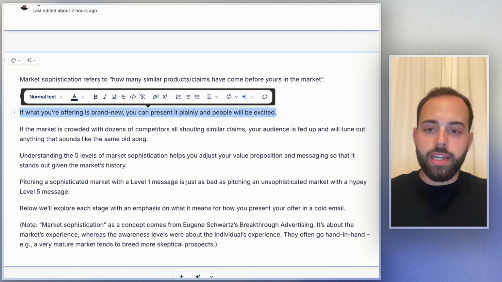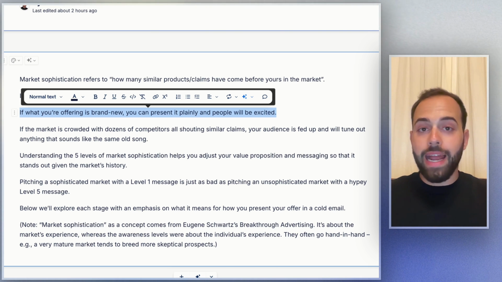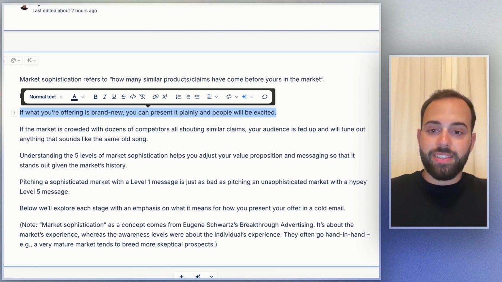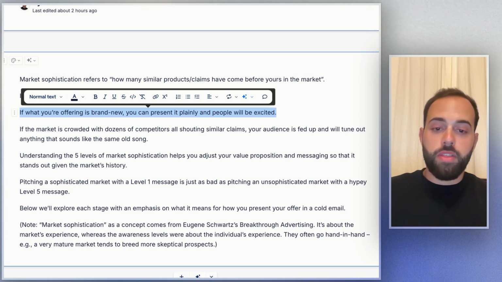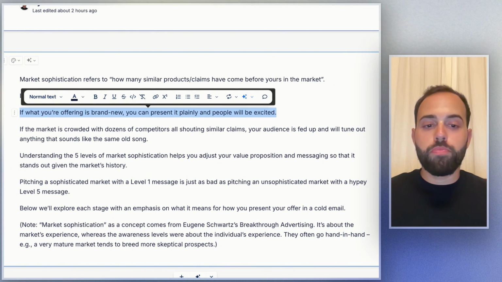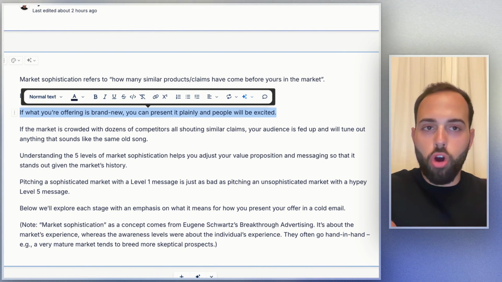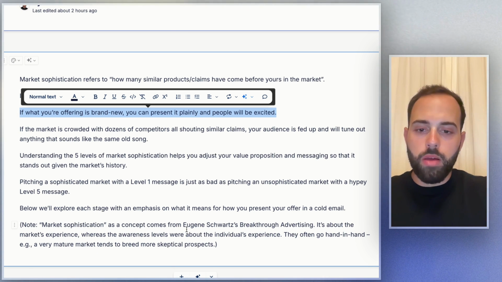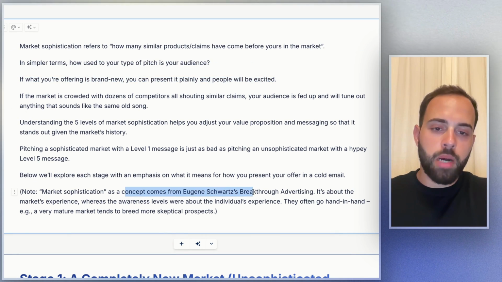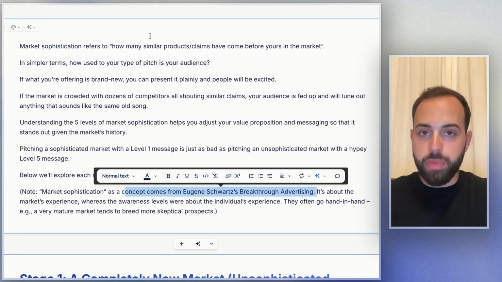So, understanding the 5 levels of market sophistication is going to help you adjust your value proposition and your offer so that it stands out in your market. So, in this video, we are going to explore each stage of sophistication with an emphasis on what it means for how you present your offer in a cold email, in a video sales letter, through cold DMs, or any other marketing channel. And just a quick note, market sophistication is a concept that comes from Eugene Schwartz's Breakthrough Advertising. It's about the market's experience.